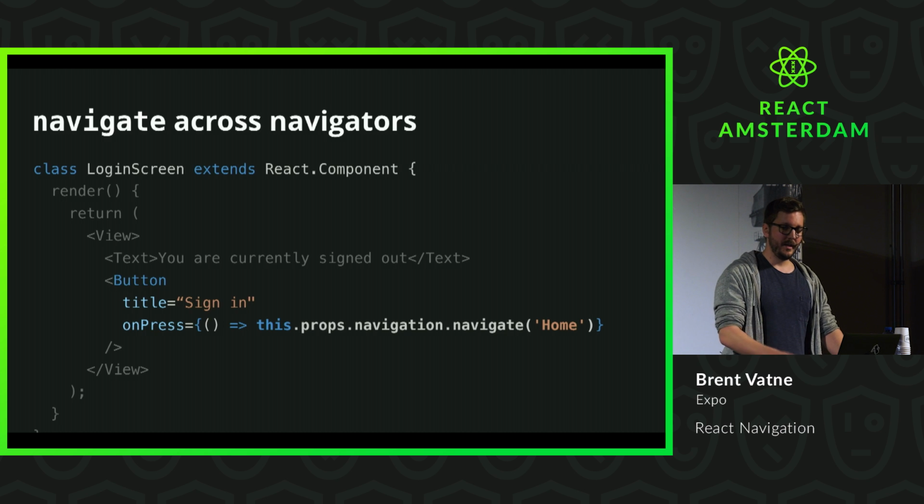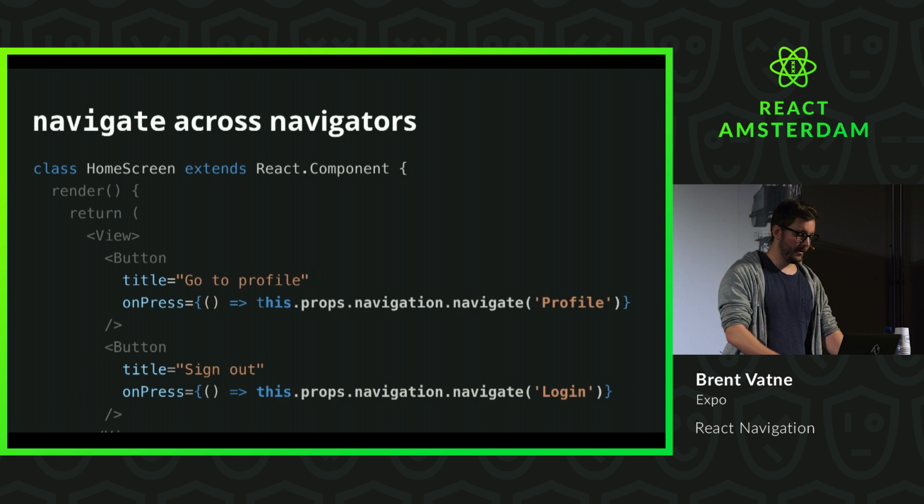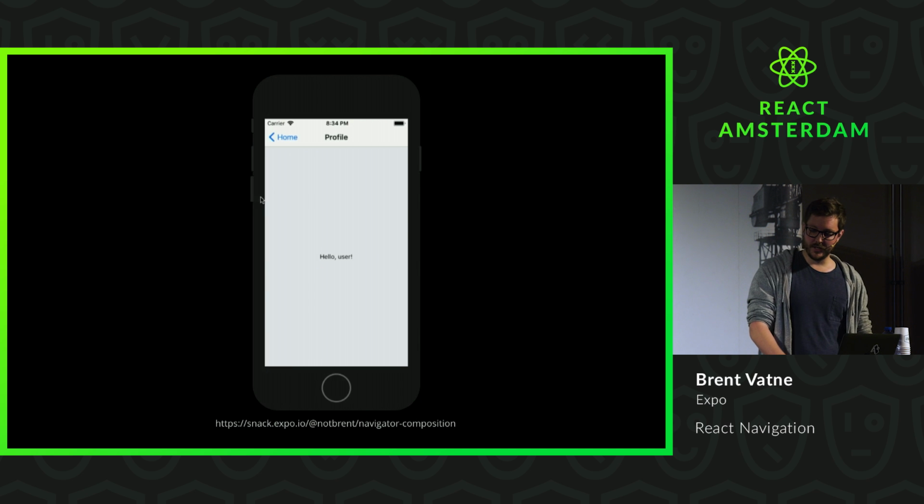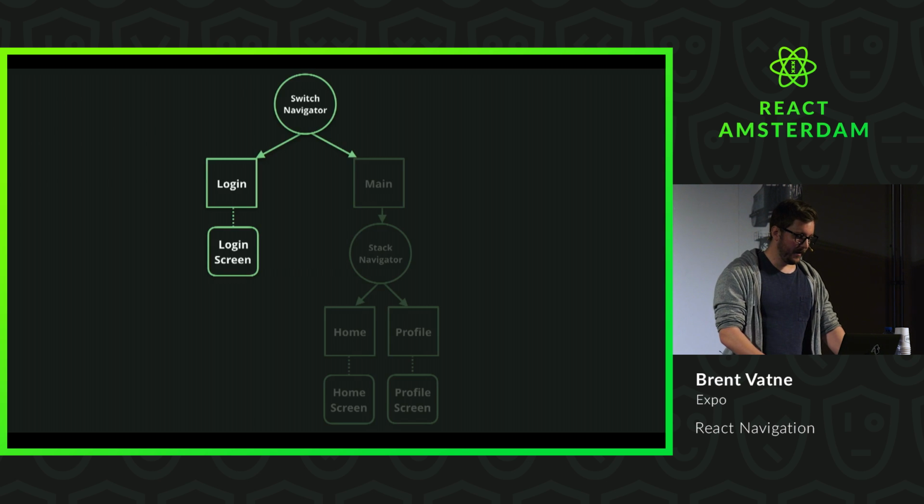It'll switch to that screen, even though the home route is not a sibling of the login route. Similarly, from the home screen, we can navigate to the login screen, or we can navigate to a sibling route profile. And there's no difference in how you address these. So when we actually look at the result here, you can see we're navigating across these different navigators, and it just works. So how is this actually happening? What's going on to make this work?